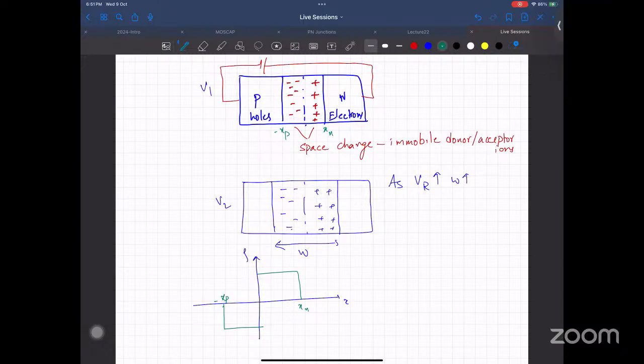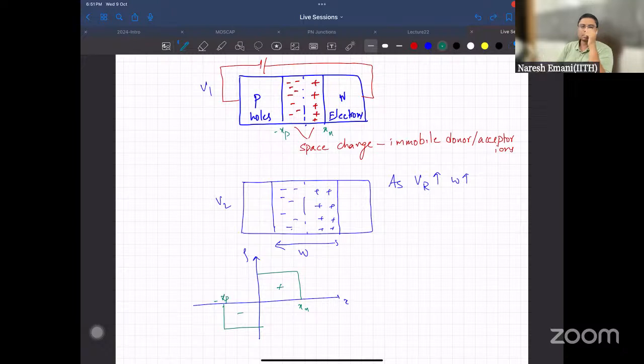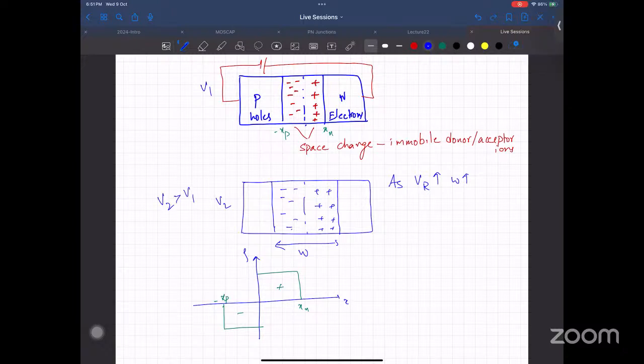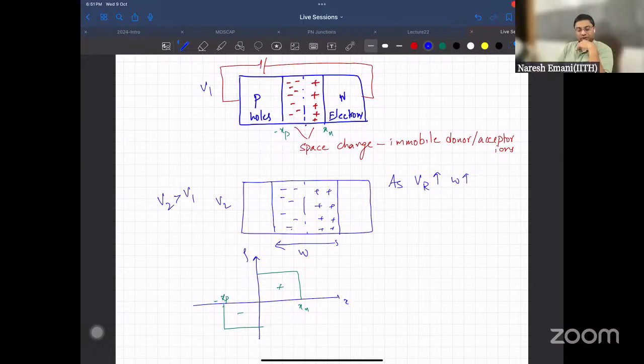Yes, sir. Agreed? So now, if I apply voltage, how does the charge look like now? If I increase the voltage, if V2 is more negative than V1, how does the charge profile look like?